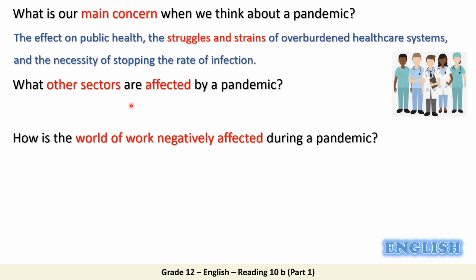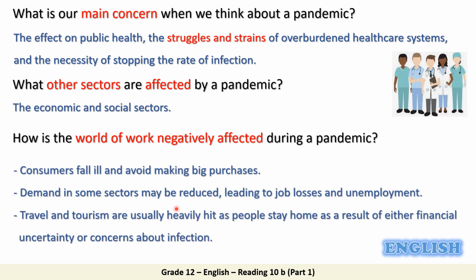Now, what other sectors are affected by a pandemic in addition to the healthcare systems? Are you ready? Exactly, the economic and social sectors. How is the world of work negatively affected during a pandemic? Right. Number 1, consumers fall ill and avoid making big purchases. Number 2, demand in some sectors may be reduced, leading to job losses and unemployment. Number 3, travel and tourism are usually heavily hit as people stay home as a result of either financial uncertainty or concerns about infection.